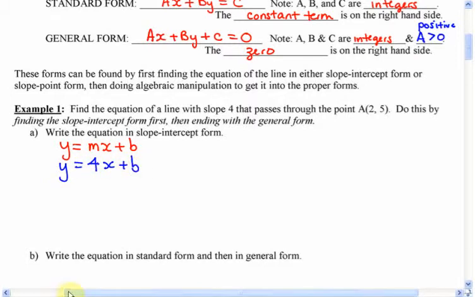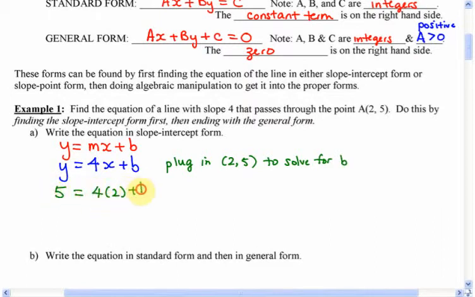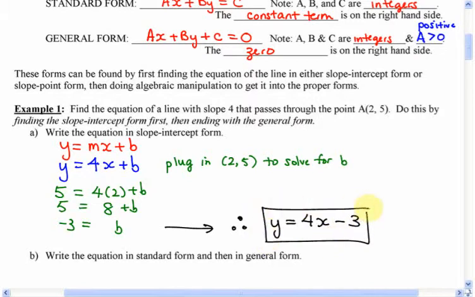Now to solve for b, what I would like you to do is plug in the point. So let's plug in the point (2, 5) to solve for b. To do that, 5 equals 4 times 2 plus b. 4 times 2 is 8. Subtract 8 on both sides, you get b equals -3. So therefore, the equation in slope-intercept form is y equals 4x minus 3. And that should have been reviewed from two classes ago.